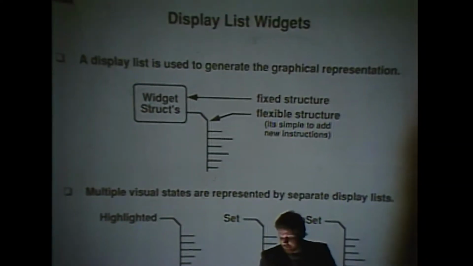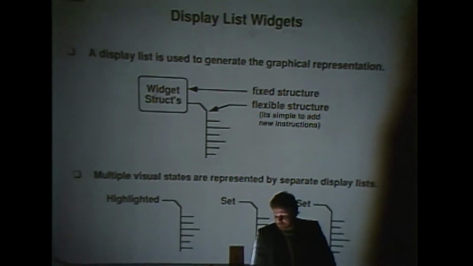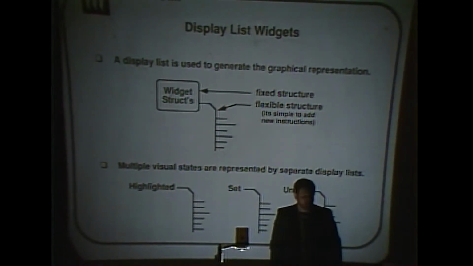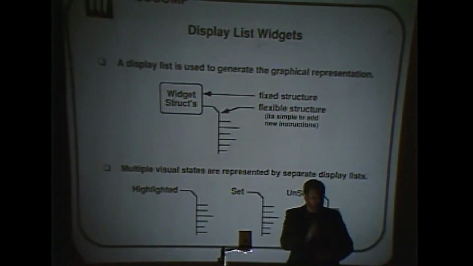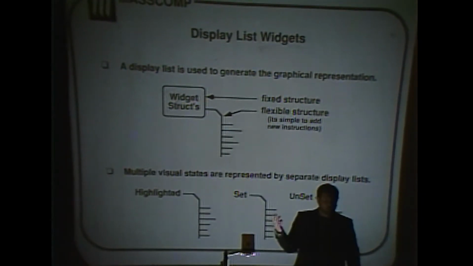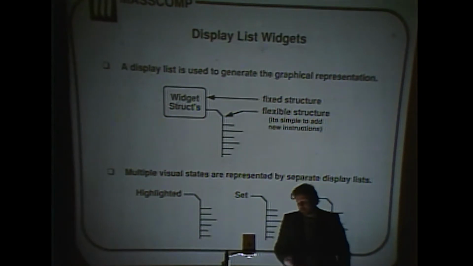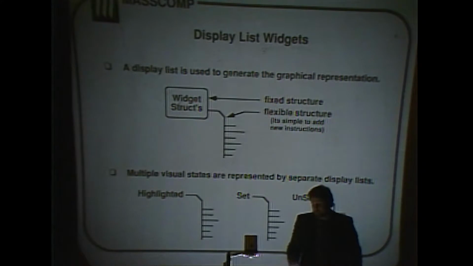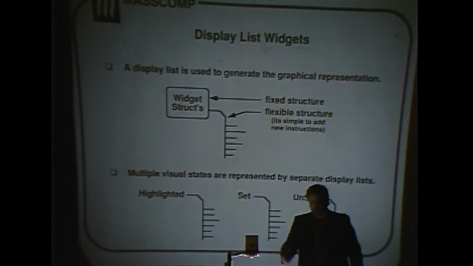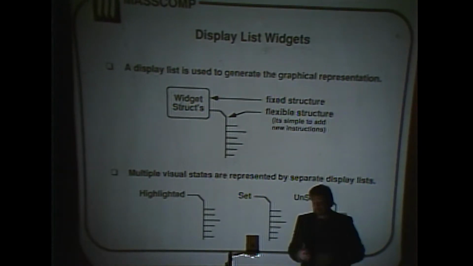In order to provide the graphical flexibility, we use the notion of display list widgets. A display list is briefly similar to a set of X calls, which is executed in order and provides some sort of graphical image on the screen. The general widget structure is fairly flexible, but the display list gives us a lot of flexibility in terms of what's actually stored there.